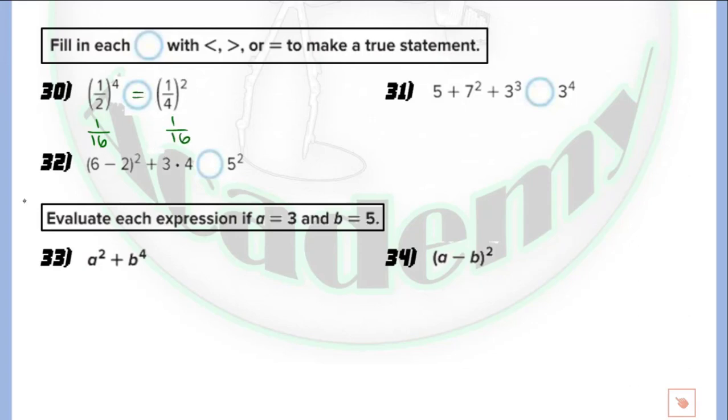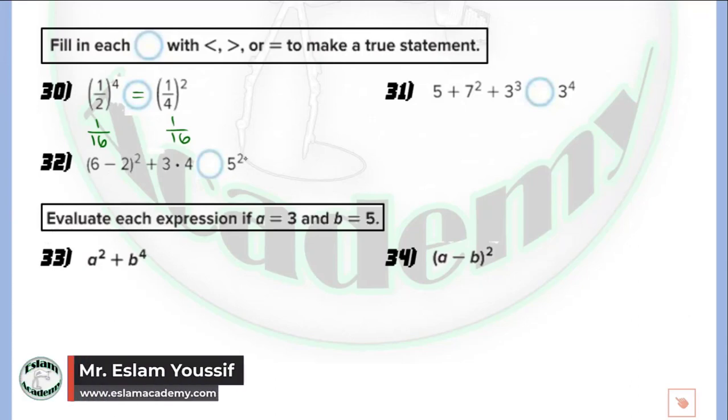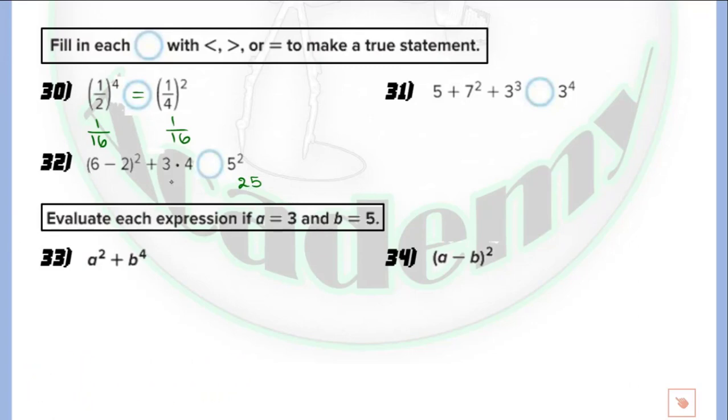In question 32, we have 6 minus 2 to the power 2 plus 3 multiplied by 4. We need to compare it with 5 to the power 2. 5 to the power 2 equals 25, because 5 times 5 equals 25. Now we have an expression.